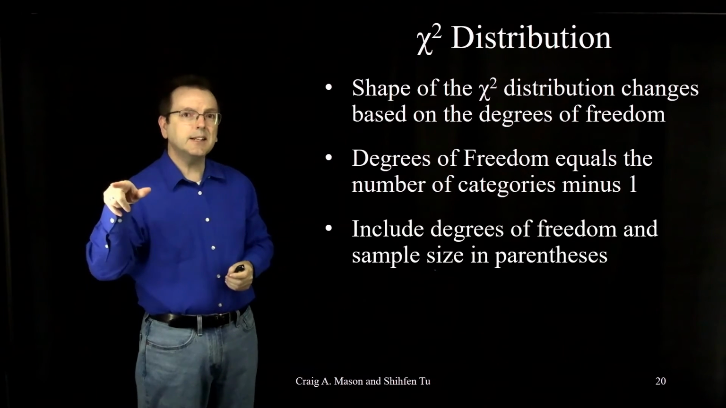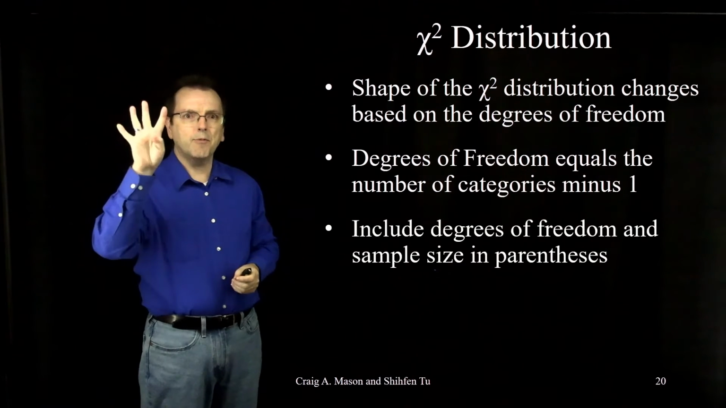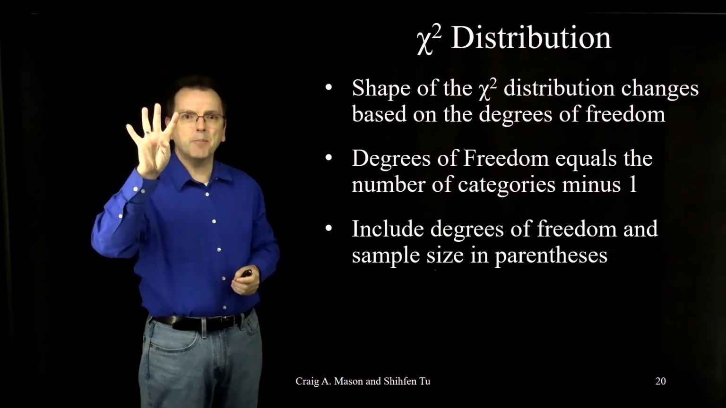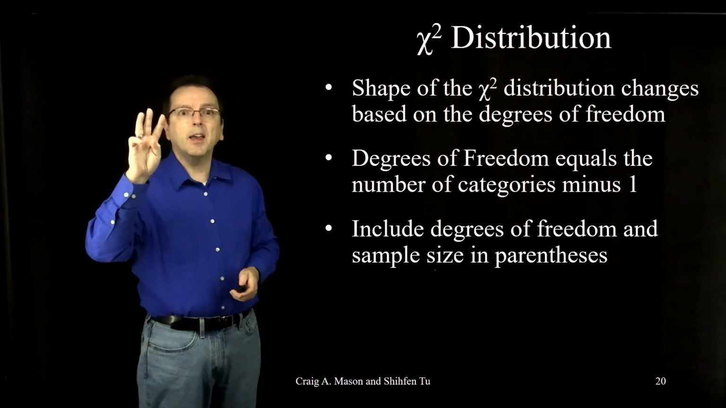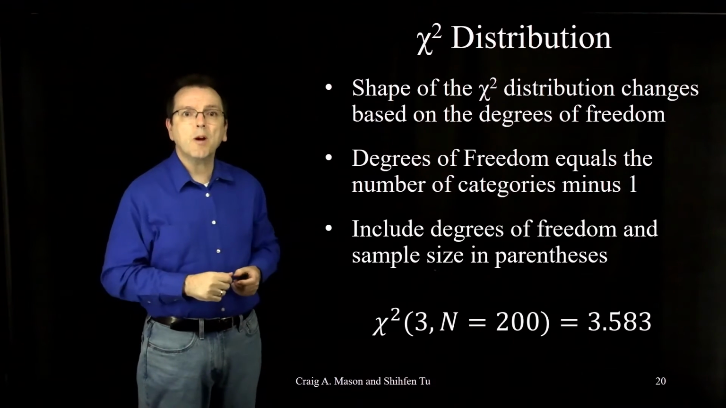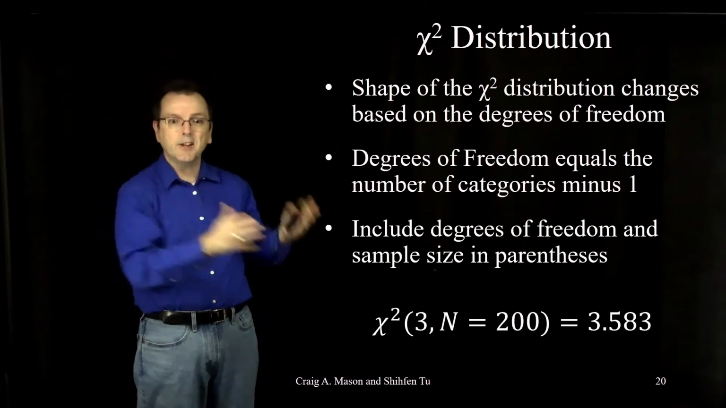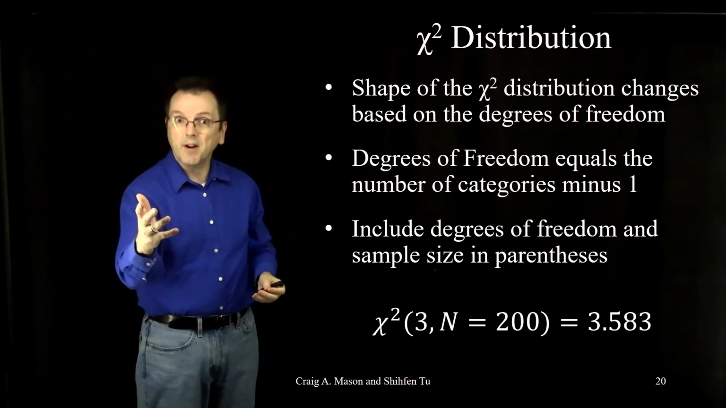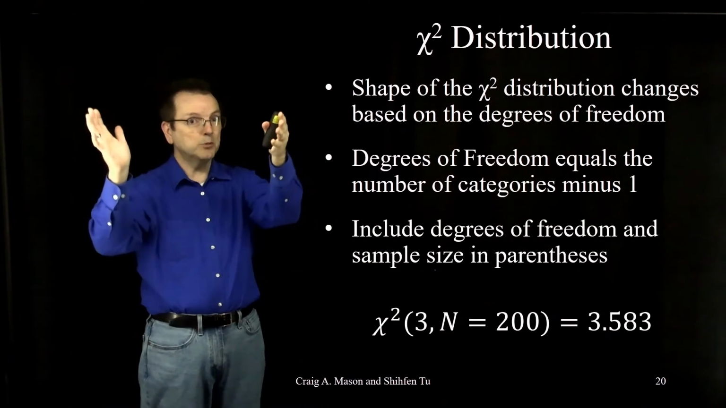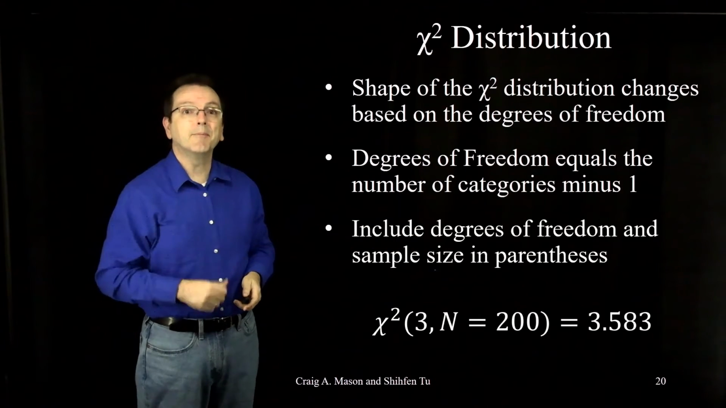Now, thinking of this example that we just calculated, we had 4 groups, right? So that means we would have 3 degrees of freedom, and we would report our chi-square value as chi-square, and in parentheses, 3, comma, n equals 200, our sample size, equals 3.583, okay?